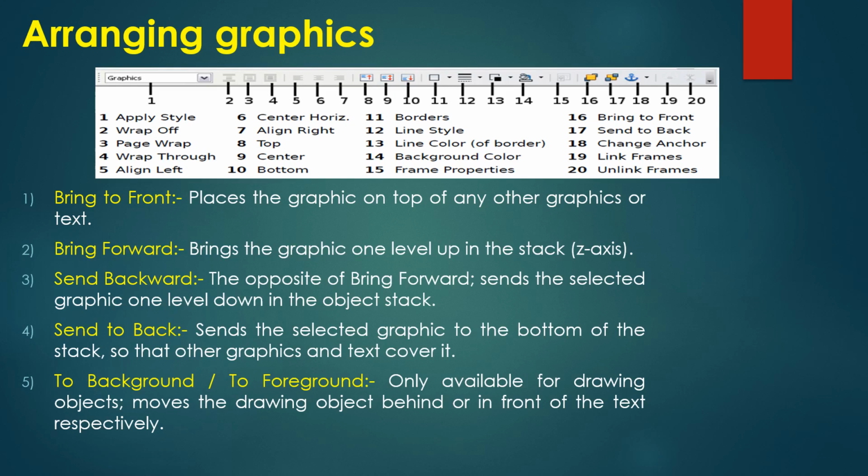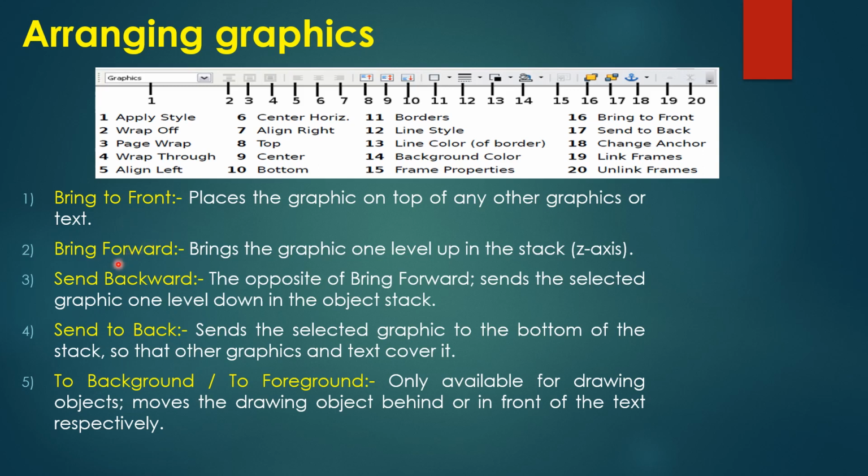Next is arranging graphics. You can see here that is the toolbar. Through this you can arrange the graphics in your document, and the first is called bring to front. This option is used when you want your graphic or drawing object to be on top of any other graphic or on top of the text. Next is the bring forward. It brings the graphic one level up in the stack.